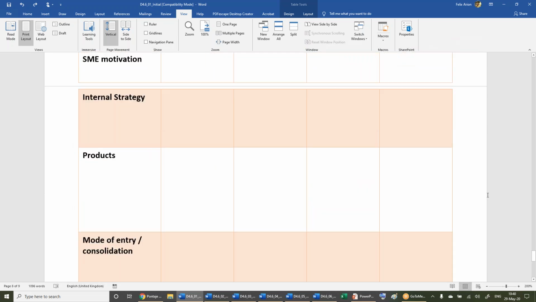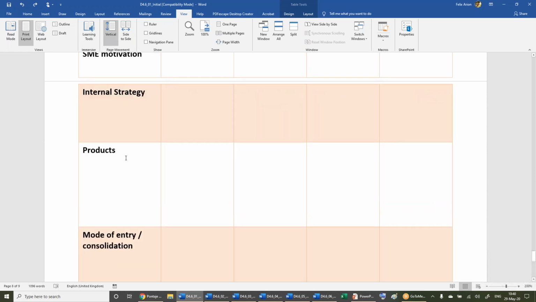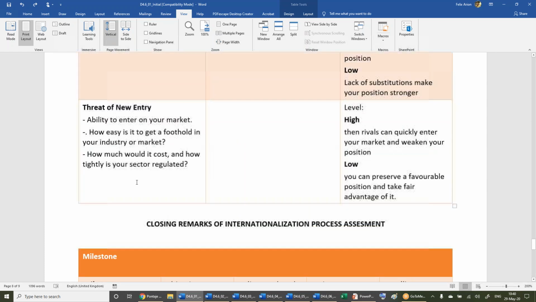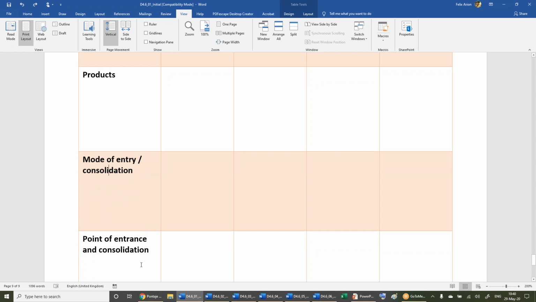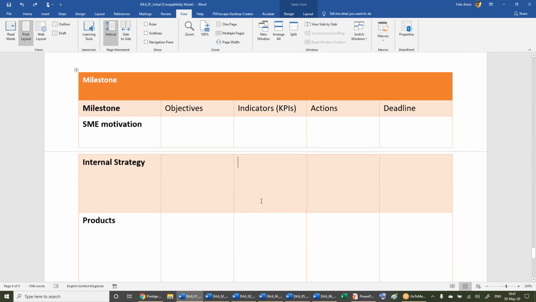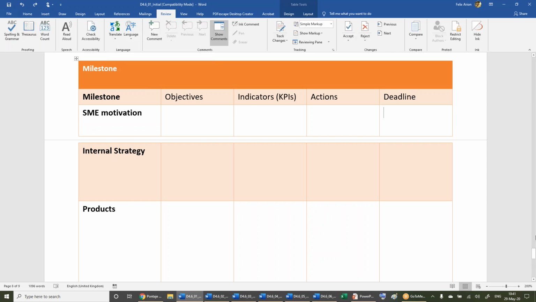And of course, at the end, based on that information, it is a very easy way to create the milestones, and the milestones are based on those 5 elements that we discussed: motivation, strategy, products, mode of entry, and point of consolidation, meaning the 5 forces, Michael Porter's model. So for each of these we would like you to create your objective, your indicators, what you want to do for that, and of course, when you believe that can be done. And those milestones will remain the same for the following 5 steps, but they will be adapted based on the work that you've done.